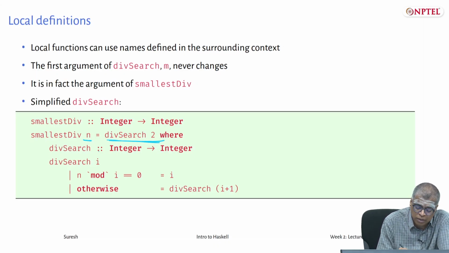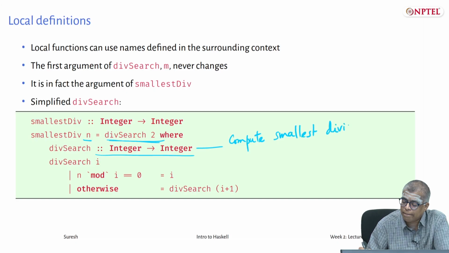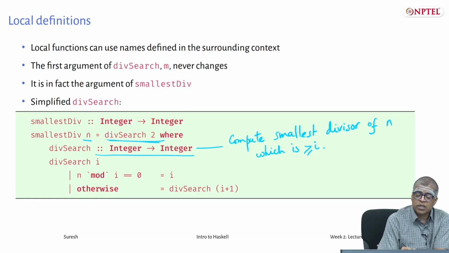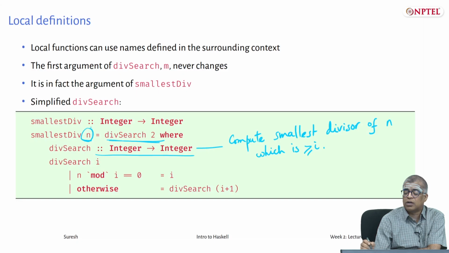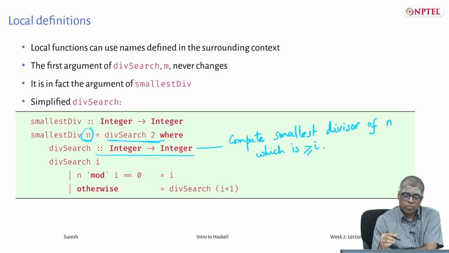Div search is saying compute smallest. What is n? N is defined in the surrounding context. N is not an argument to div search. You need not always have this. If something is defined in the surrounding context, you can use it. So this is the point.